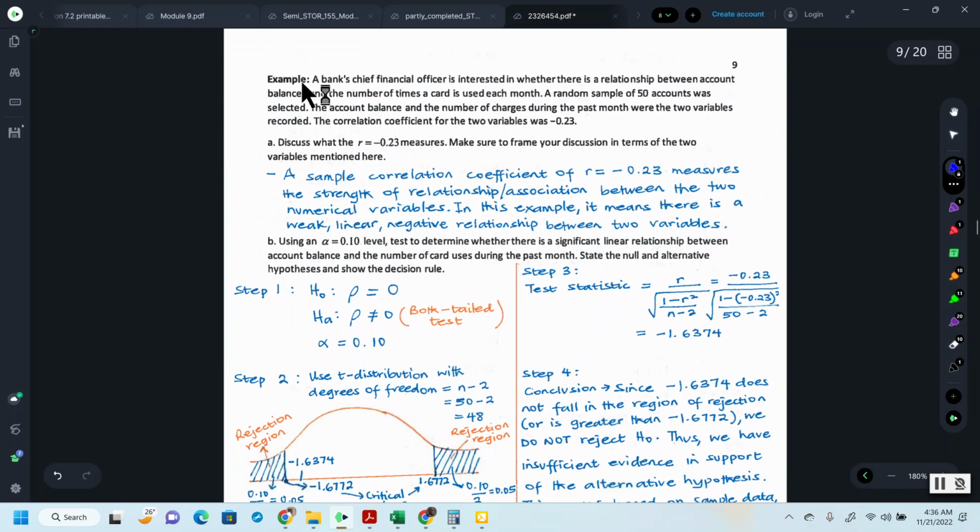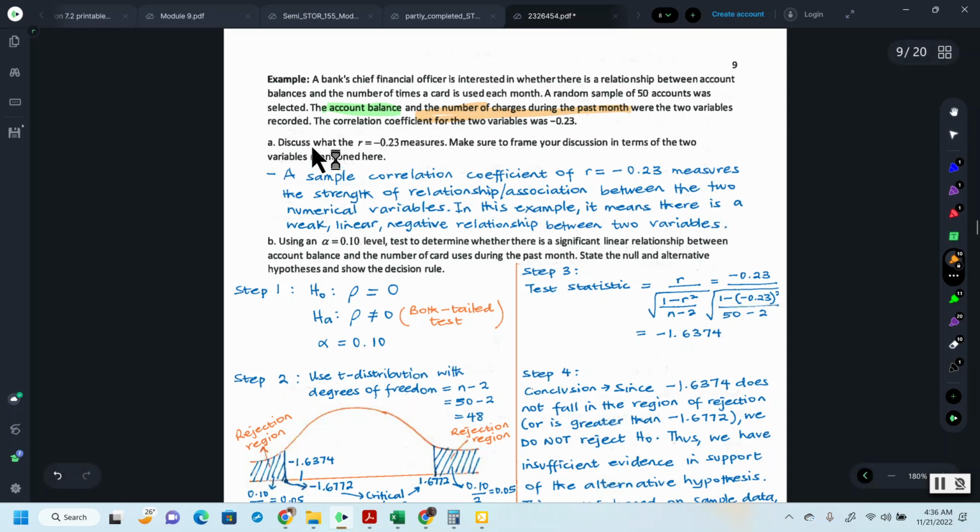On page 9, we are told that a bank's chief financial officer is interested in whether there is a relationship between account balances and the number of times a card is used each month. A random sample of 50 accounts was selected. The account balance and the number of charges during the past month were the two variables recorded. So take note, the two variables of interest: account balance is a numeric variable, and the other numeric variable is the number of charges during the past month.